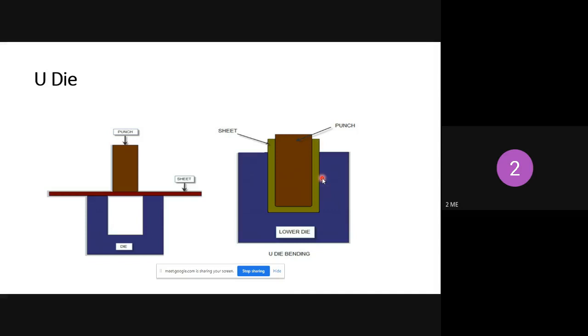It is also called as U die. So U shape of sheet metal you can produce. For producing U shape of sheet metal, what is the requirement? One is a U shape of die as well as a U shape of punch. So the name given is U die.